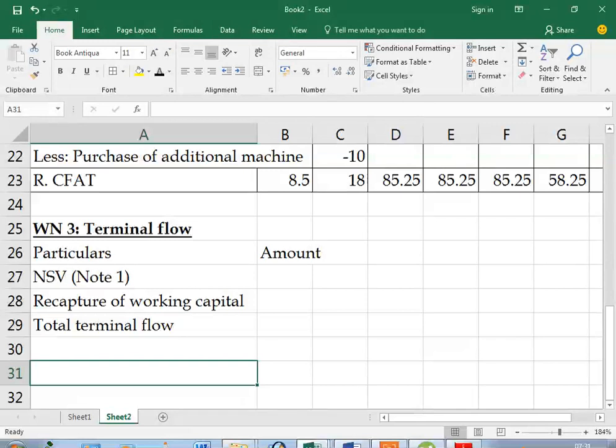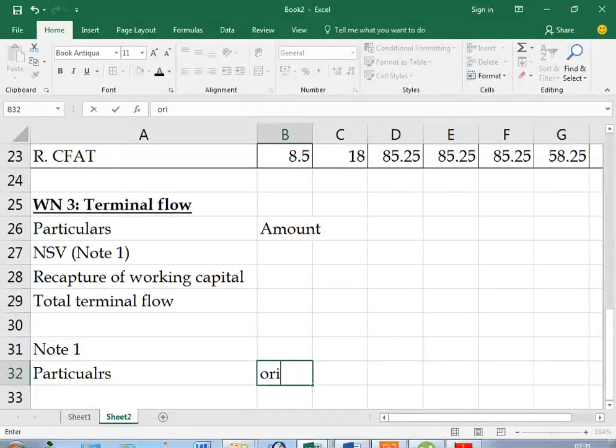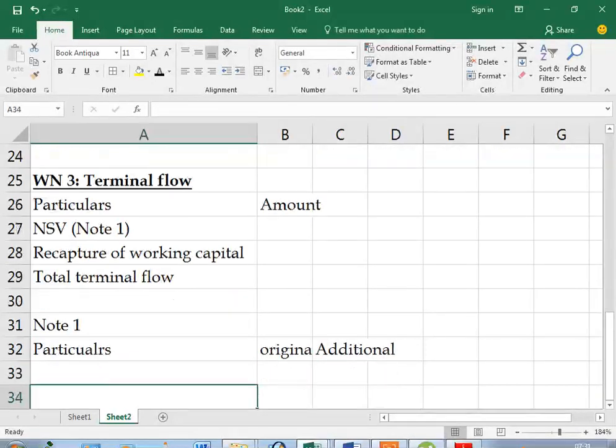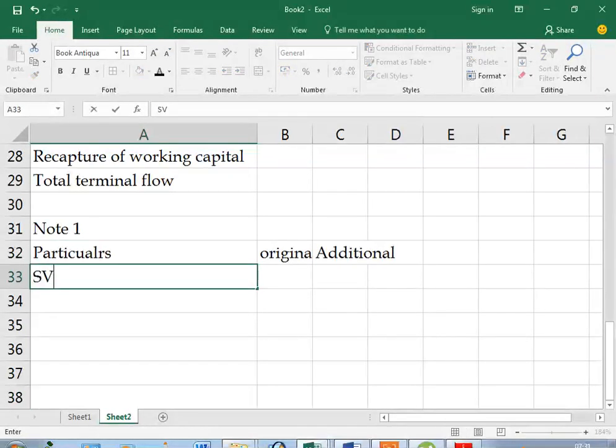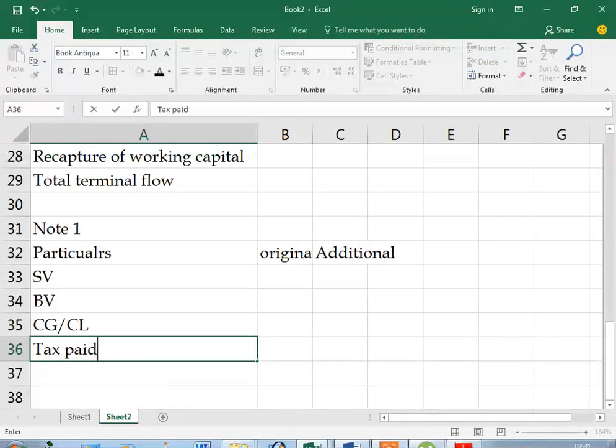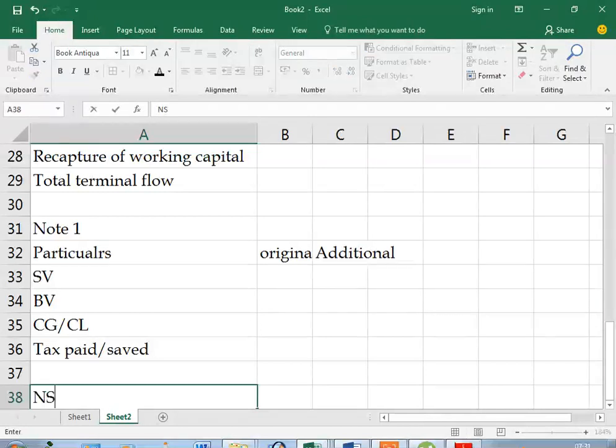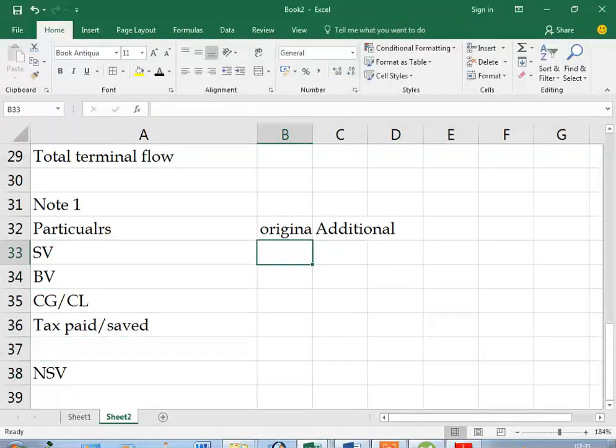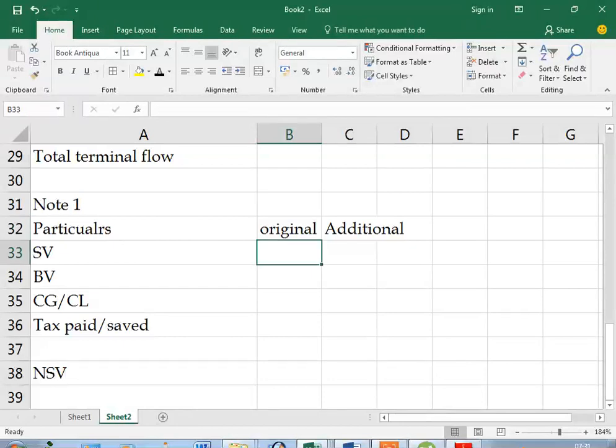Okay, now please listen. I'm going to take you through the net salvage value calculation. Note 1 is this: particulars, original machine and additional machine. There are two machines. Please listen for some time. Sale value, book value, capital gain/capital loss, tax paid/saved, leave a line, and NSV. Original machine will be sold at what price after the project? 0. Additional machine? 1 lakh.